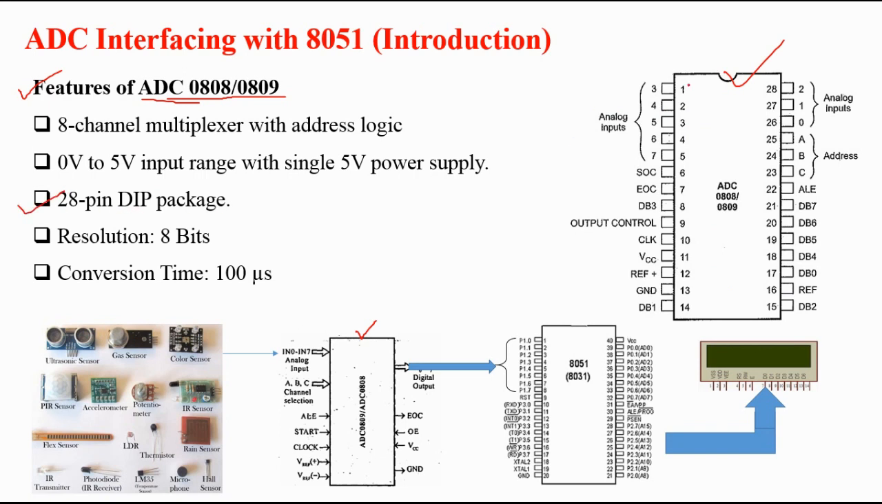Dual inline means there are a total of 14 pins on one side and the remaining 14 pins on the other side. So pins are available on both sides, meaning dual side. That is called a dual inline package.